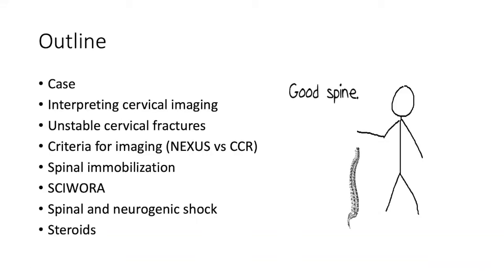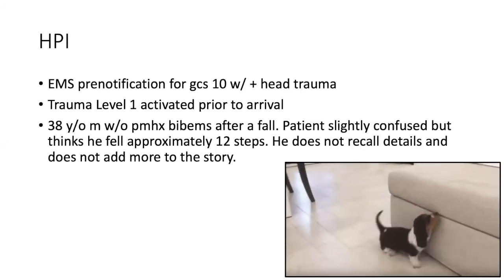So we'll start out with a case, then we'll talk about how to interpret this imaging. We'll talk about all the unstable cervical spine fractures. We'll talk about what criteria to use for imaging, evidence for spinal immobilization, rigid C-spine collar, SCIWORA, spinal neurogenic shock, and the evidence used for steroids, okay? So we'll start with the case.